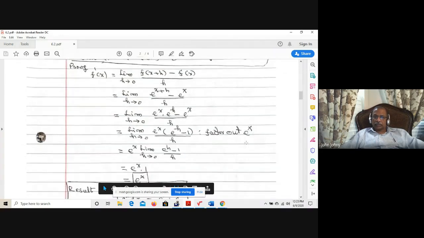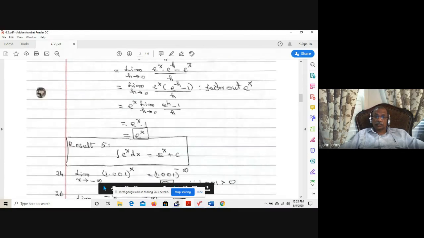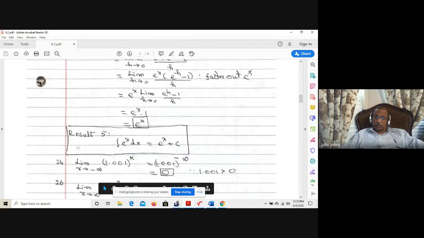By factoring out e to the x, that is e to the x times the limit as h approaches 0 of e to the h minus 1 over h, which is a 1. The whole thing is a 1. We have seen that. That is e to the x times 1, which is equal to e to the x. Result 5, the same thing. Since the derivative of e to the x is e to the x, the integral of e to the x is e to the x plus c.